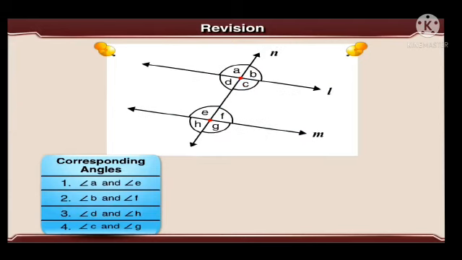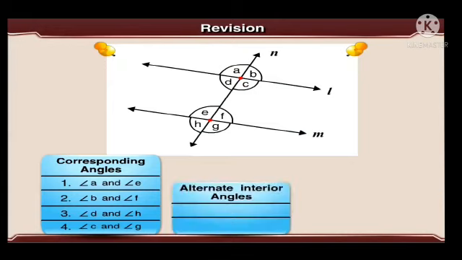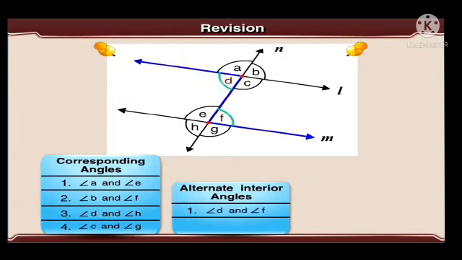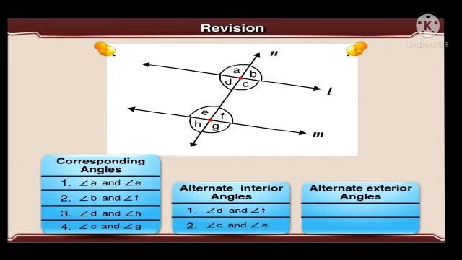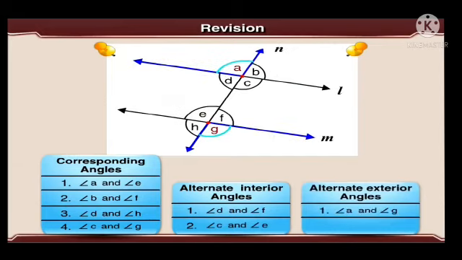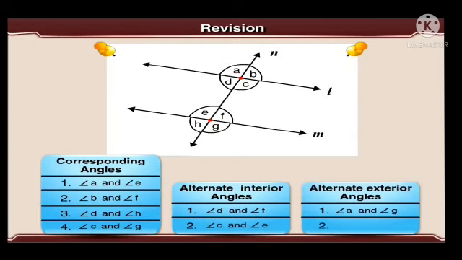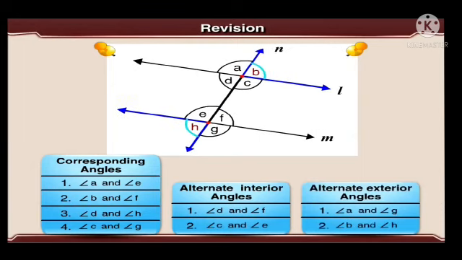Now let us study the pairs of alternate angles. Alternate angles are of two types: alternate interior angles and alternate exterior angles. There are two pairs of alternate interior angles. Pairs of alternate interior angles: 1. Angle D and angle F. 2. Angle C and angle E. Pairs of alternate exterior angles: 1. Angle A and angle G. 2. Angle B and angle H.